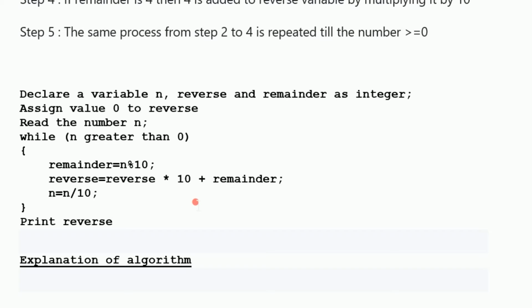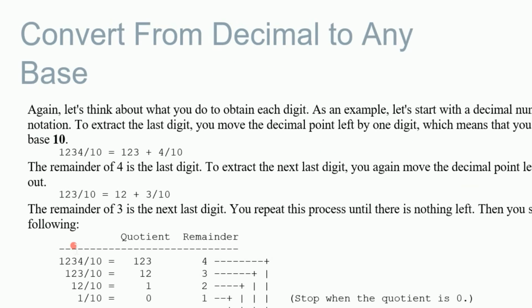So 432 into 10 is 4320, now the 4 is in the thousands place, plus the remainder, which is now 1. So then it will be 4321. And again when we divide 1 by 10, it becomes 0. So the process will stop and it will print the reversed number, that is 4321.